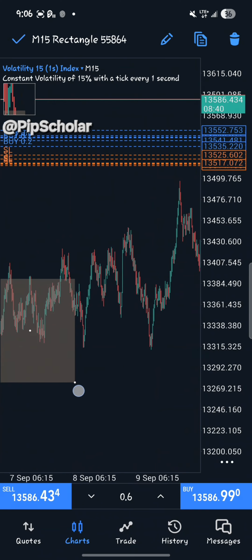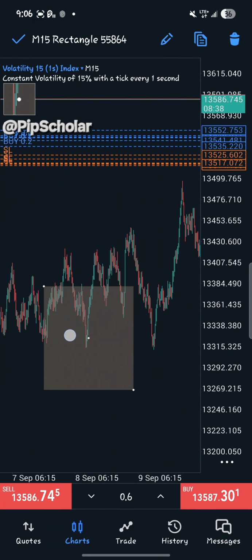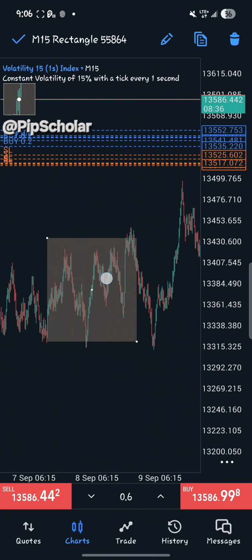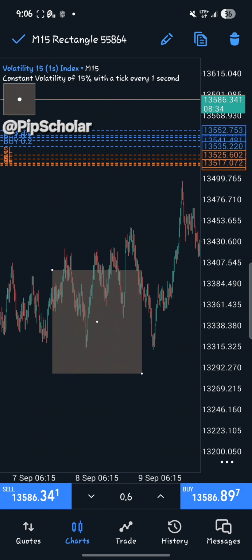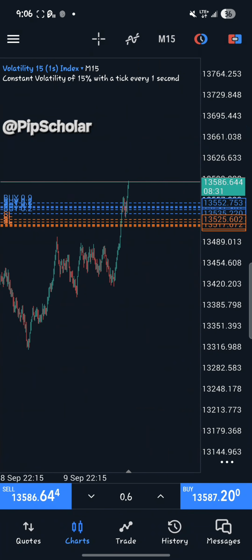At this point the market was consolidating. So whenever I see a consolidation, I always wait for the breakout.